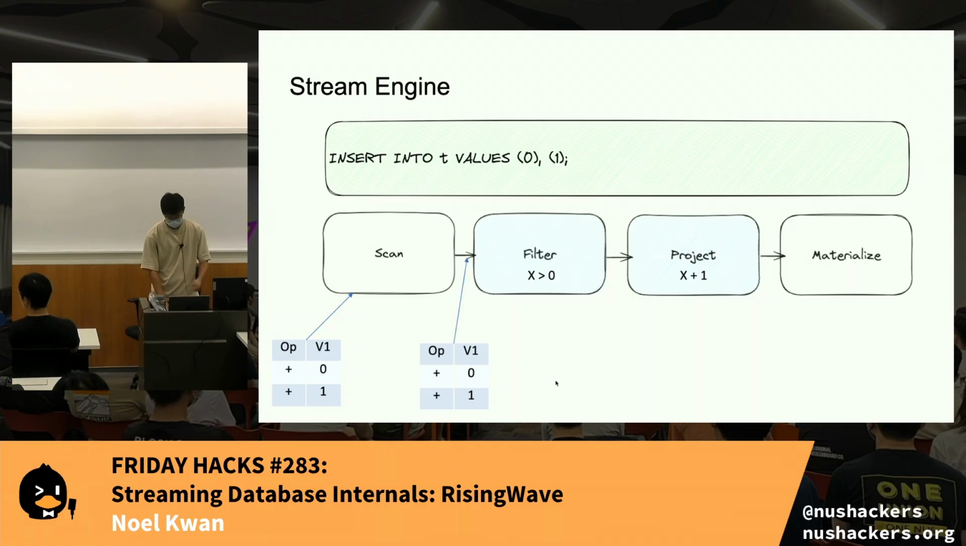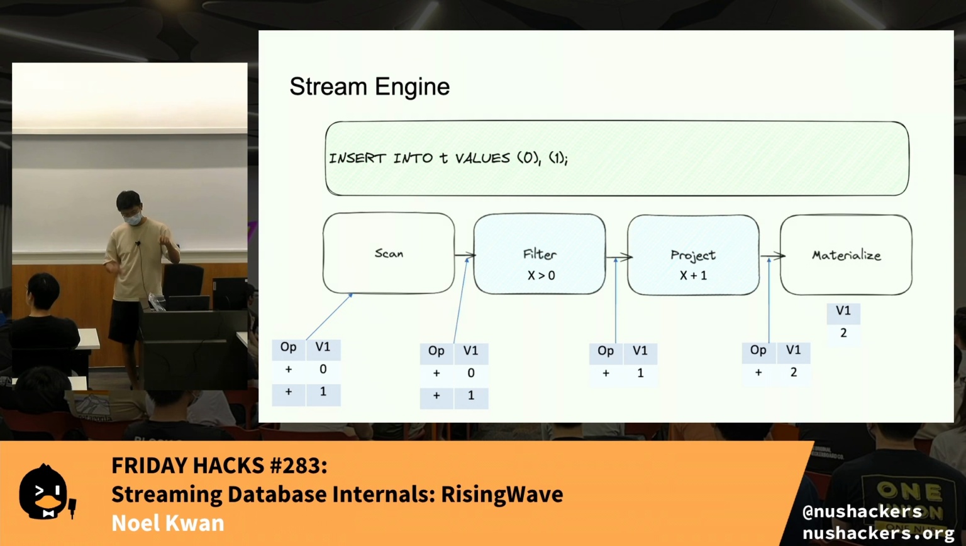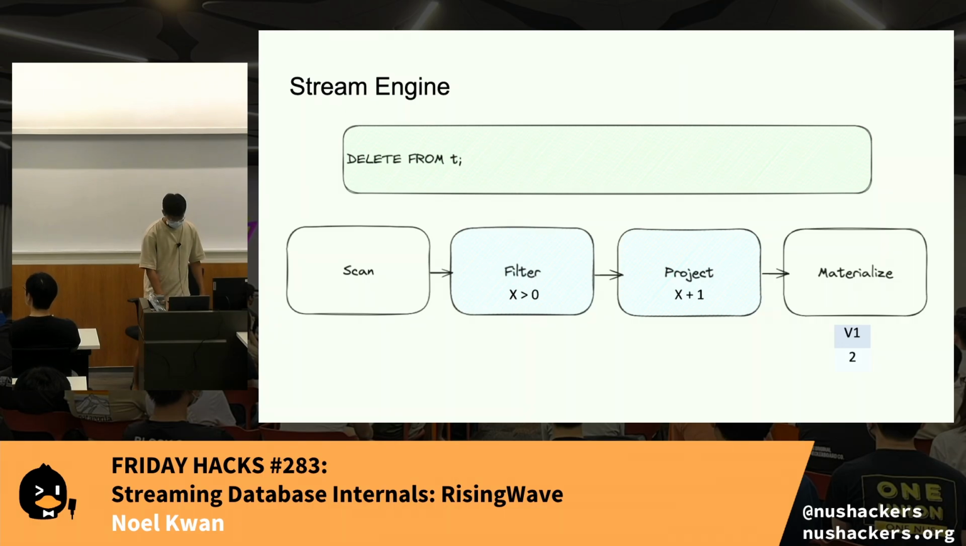Then that will get propagated to filter. Filter will remove values which are less than or equal to 0, so you're left with 1. And then we add 1 to the result and materialize it. So we'll store it, and now your materialized state inside there is 2. That's just for insert.